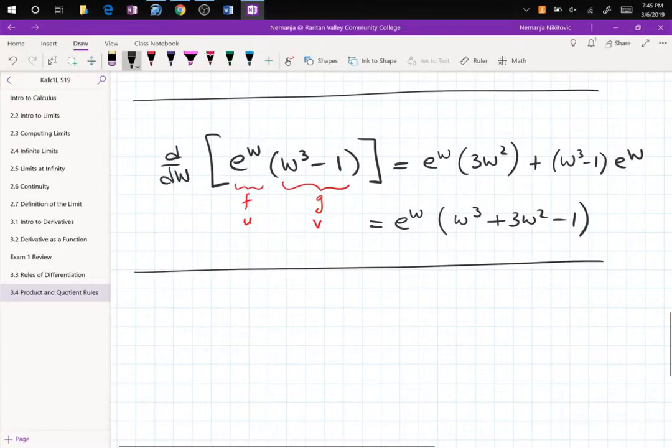Another example from the textbook. The derivative with respect to p of 4 divided by p cubed.